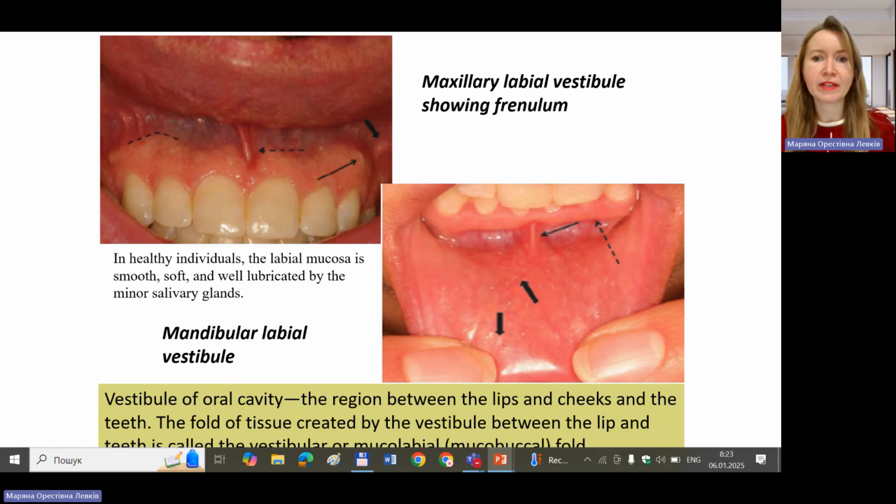Vestibule of the oral cavity. Maxillary labial vestibule showing the frenulum, and mandibular labial vestibule showing the frenulum as well, by this arrow.